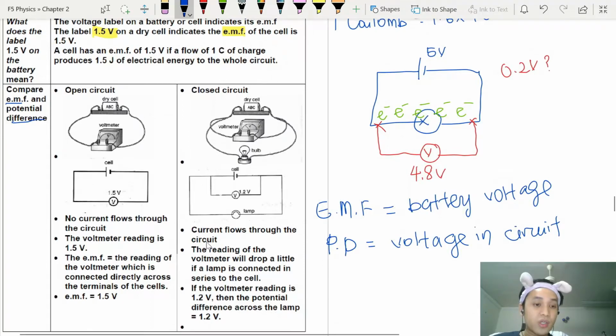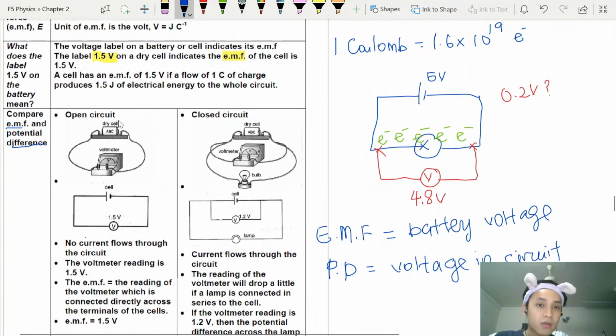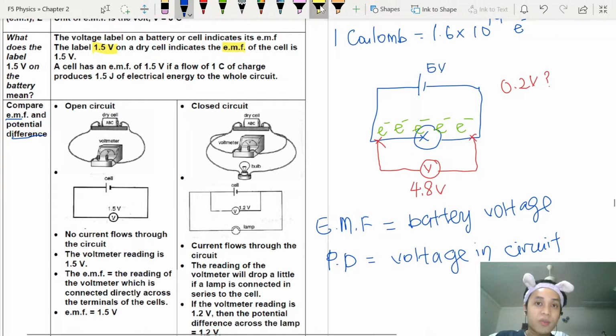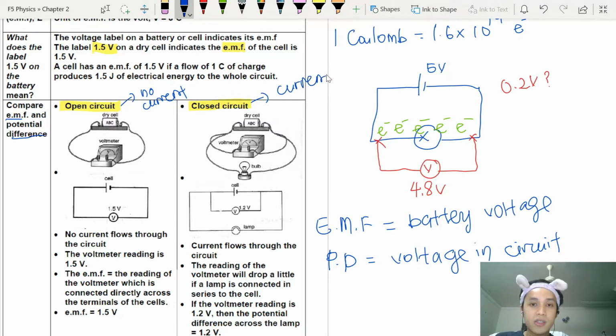So that is why, if you see here, there's an explanation. Oh, there's one more thing that I forgot to mention: open circuit and also closed circuit. When we talk about open circuit, it means no current, or current is not moving. Whereas closed circuit means current is moving.